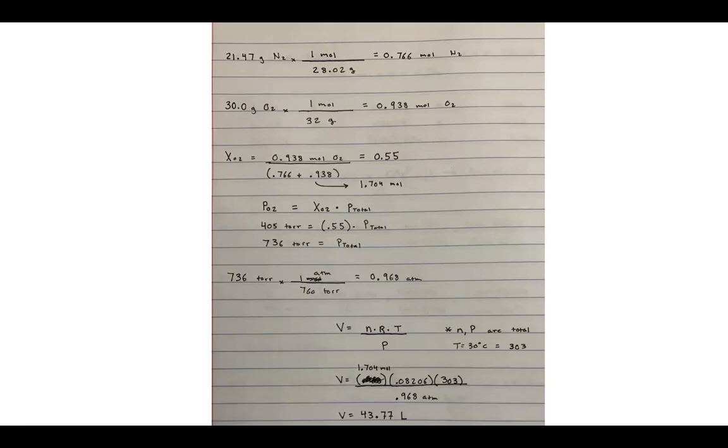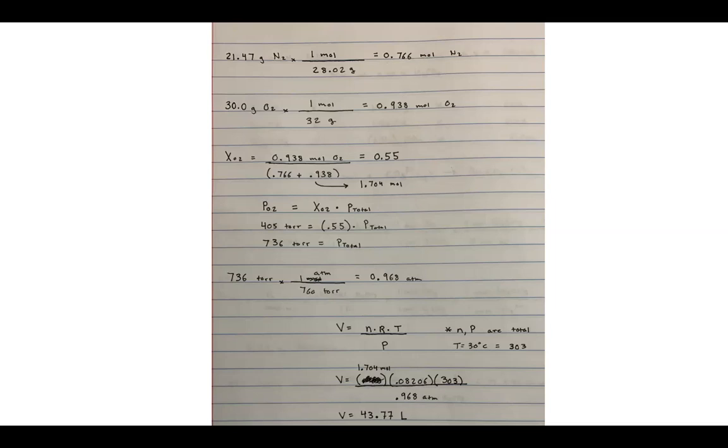And so 21.47 grams of diatomic nitrogen, we divide it by its molar mass, 28 grams per mole, and we get that we have 0.766 moles of nitrogen gas. Okay, we do the same thing for oxygen, whose molar mass for the diatomic form is 32 grams per mole, giving us 0.938 moles of oxygen.